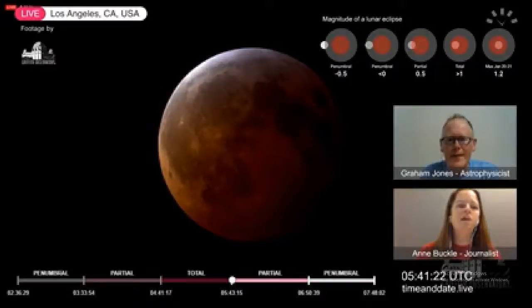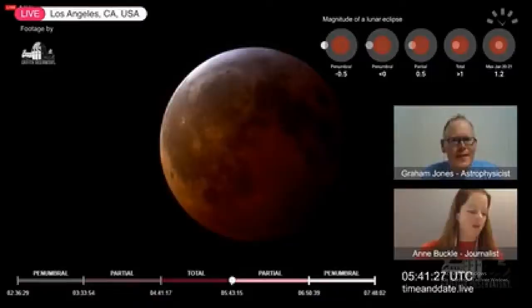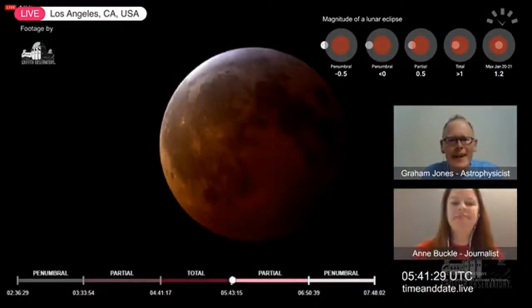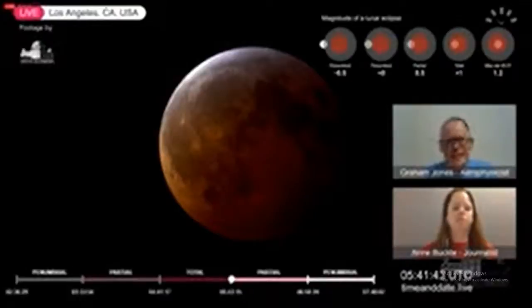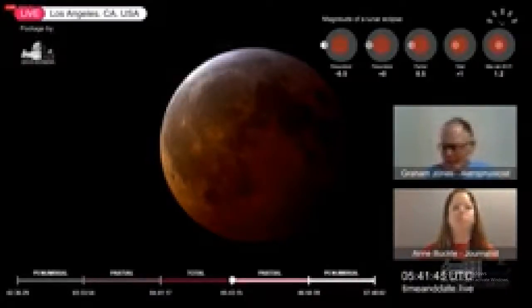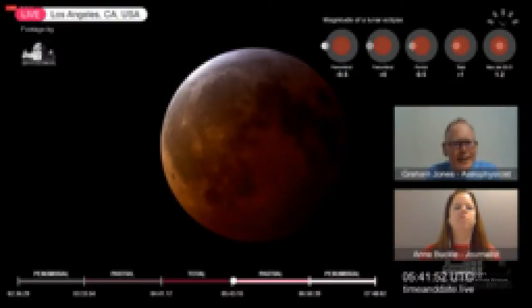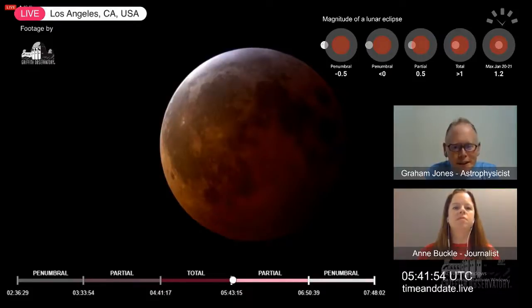And totality ending pretty much right now, isn't it? I can't see our timeline at the moment. Can you see it, Graham? Yes, so totality is ending right about now. That's right. Again, we don't get any sudden shifts with a lunar eclipse. It's always just a very gentle transition between these phases. But yes, totality is finishing now.